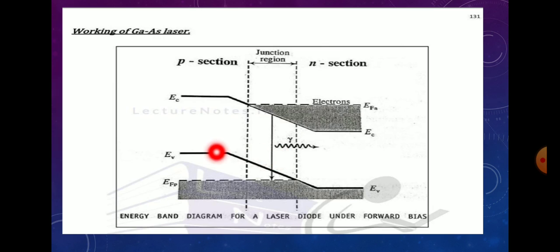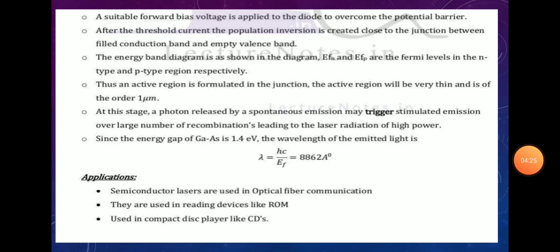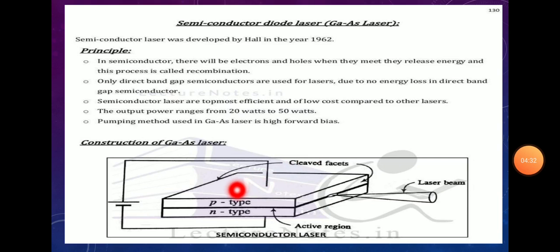We apply the forward bias. When we apply the forward bias Vf, the Fermi level of p will move down and the Fermi level of n will move up. The depletion region is narrow. In this diagram, the PN junction depletion region is created.